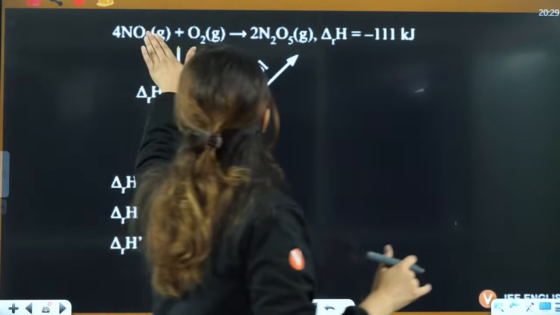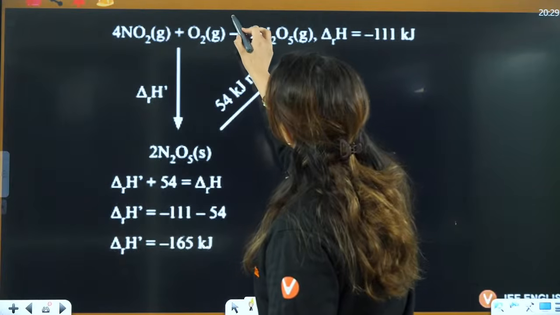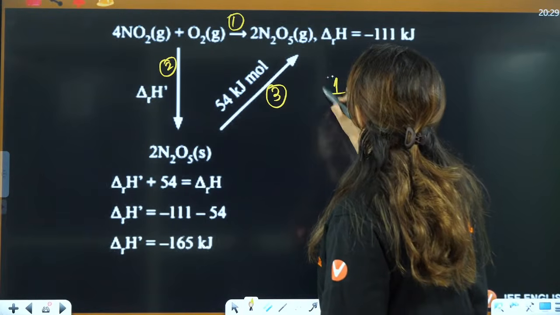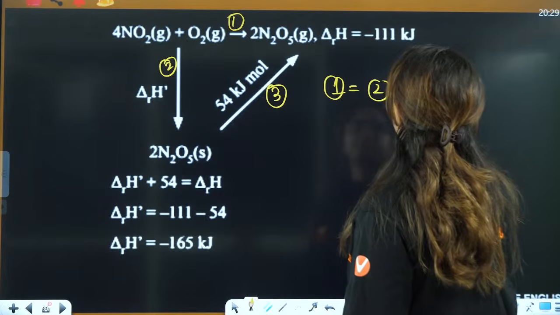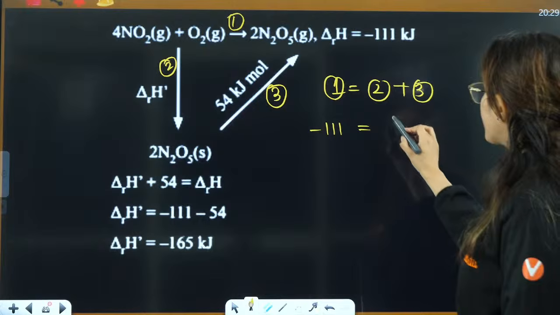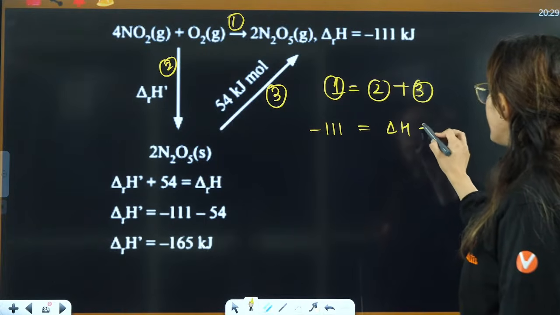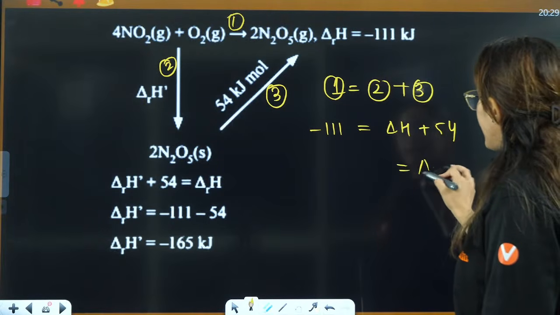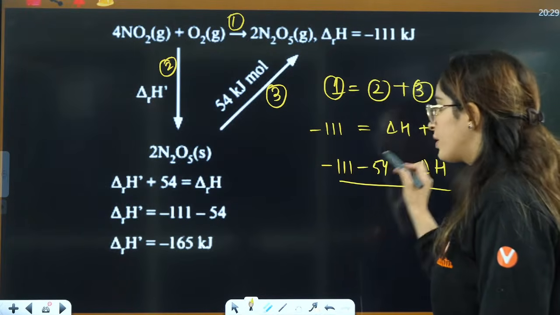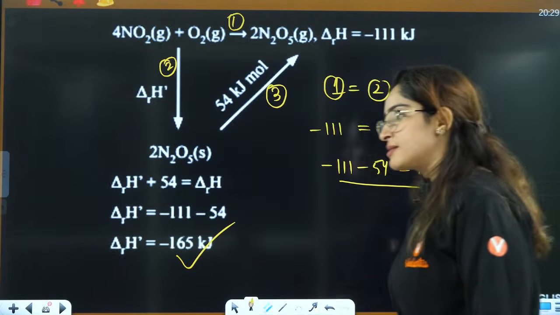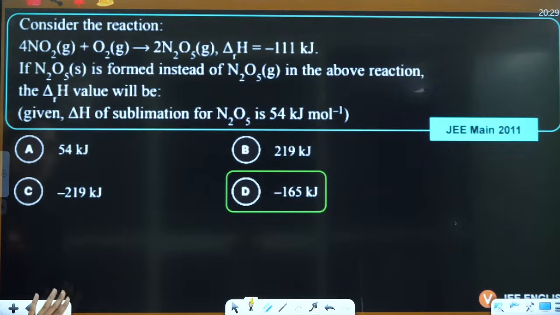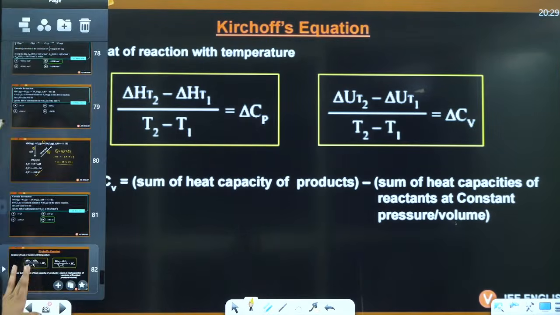So you can say by Hess's law, if I say this is 1, this is 2, this is 3, then 1 is equal to 2 plus 3. 1 is nothing but minus 111, 2 is nothing but that delta H that we want, and 3 is nothing but 54. So delta H is equal to minus 111 minus 54, and that is going to be the correct answer here, right? Okay, right, everybody? Understood?